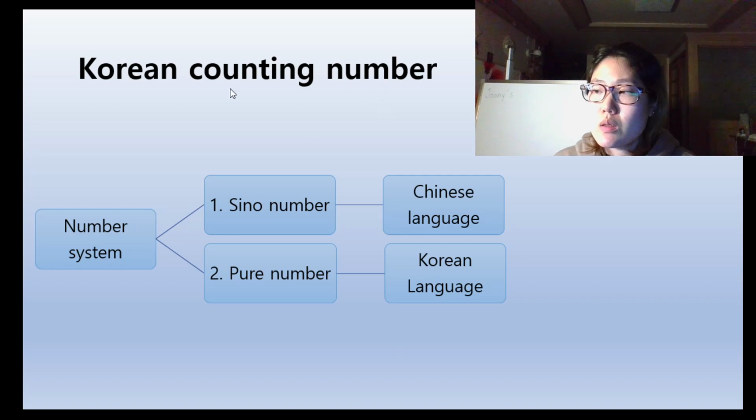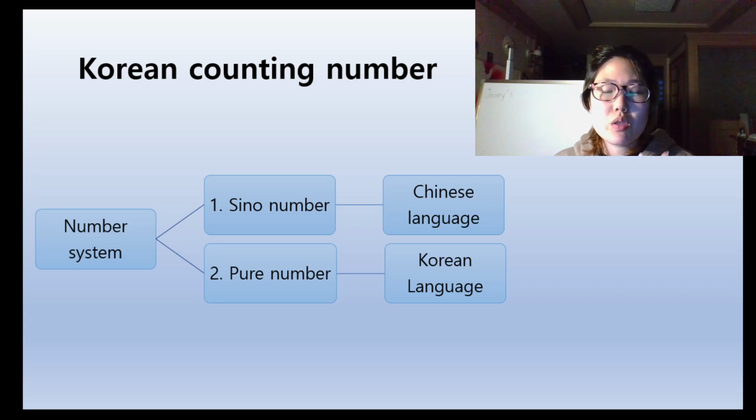Okay, so in Korean counting numbers, there are two types of number. The first one is Sino numbers, and the second is pure Korean numbers. Today we are going to study Sino numbers. Sino numbers means Chinese-derived. Most of the Korean language comes from Chinese, a little.